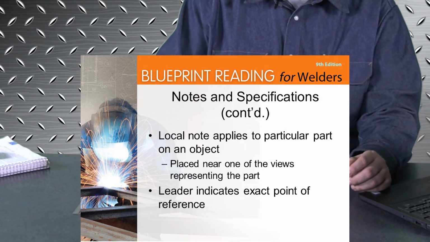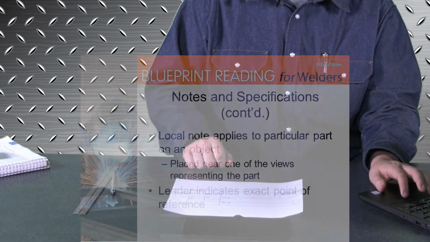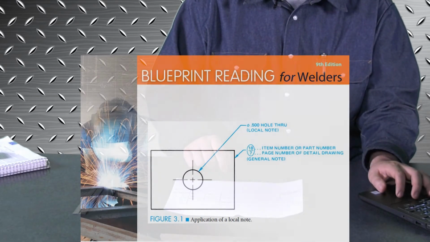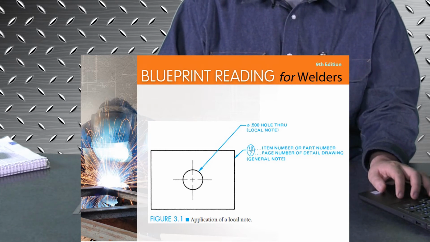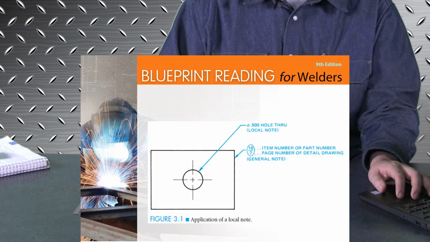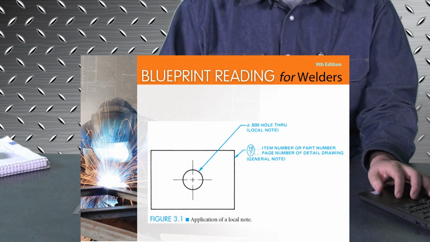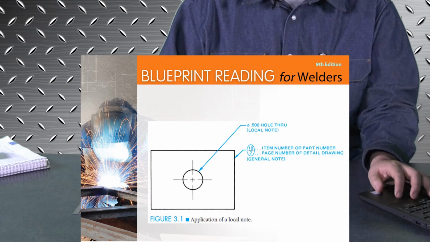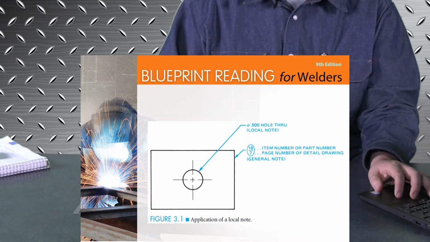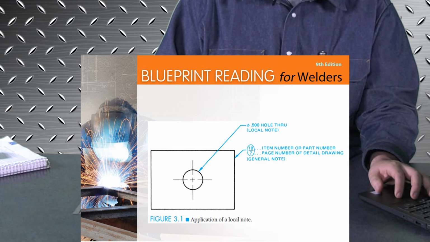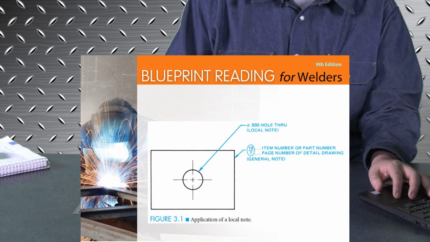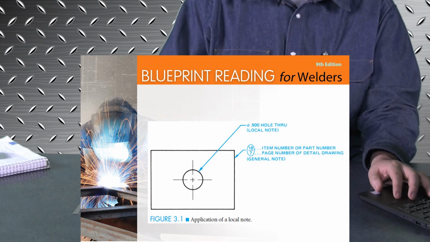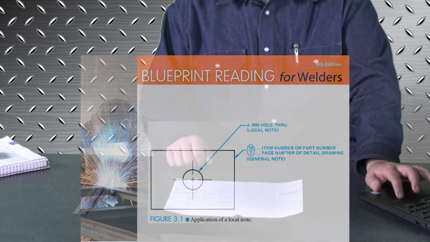The leader line is going to come down and indicate exactly where it needs to go. You can see on this slide, we have a local note that's letting you know that we have a 0.500 hole through. What it's talking about here is it has a 1/2 inch hole through this plate right here. That would be a local note. Now the other leader line with the 18/7, that is talking about an item number or part number and a page number or detail numbering. That is a general note because it is referring to the part of this hole, while the note that is pointing to the hole is a local note because it is specifically talking about the 1/2 inch hole through the plate itself.